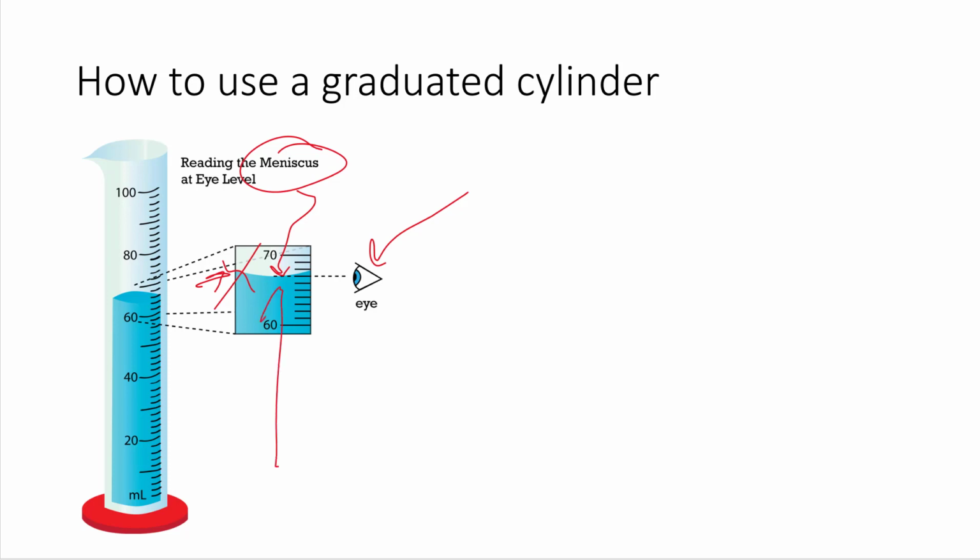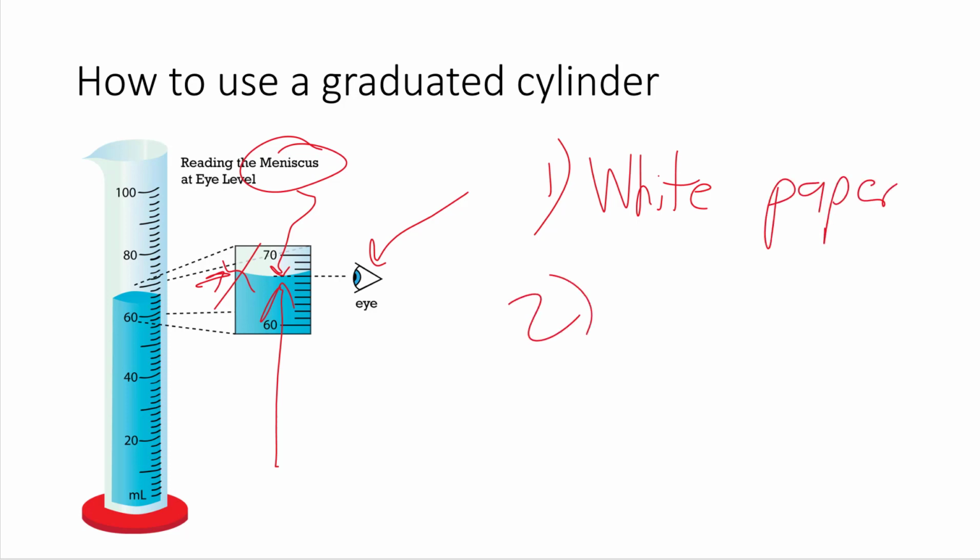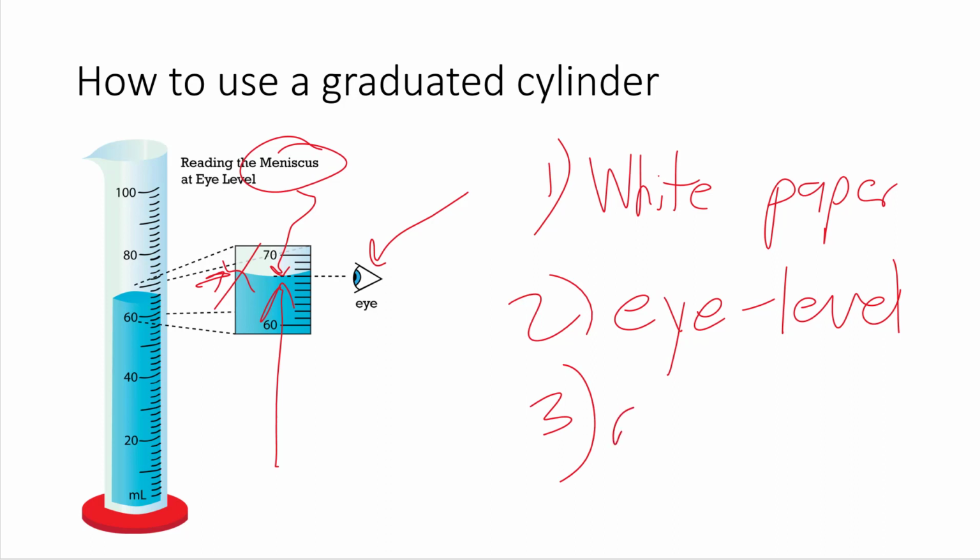Right there in the center is where you measure. Now it helps to put a white piece of paper behind it. So the first thing you would do is maybe put a white piece of paper behind the graduated cylinder. Then you get down at eye level with the meniscus, and then you would read the meniscus.